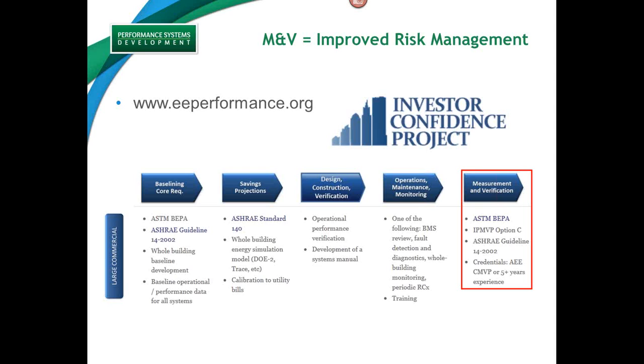You'll see both on the baseline core requirements, the column to the left, the Investor Confidence Project references ASHRAE Guideline 14 as a baseline core requirement. It also, in the measurement and verification task on the far right, references again IPMVP Option C and ASHRAE Guideline 14, and there again toward the bottom, credentials shall be either an AEE, CMVP, or 5+ years of experience. What I mean by this is we're starting to see the market demand the credentialing of those who are performing M&V, and this is just one example.